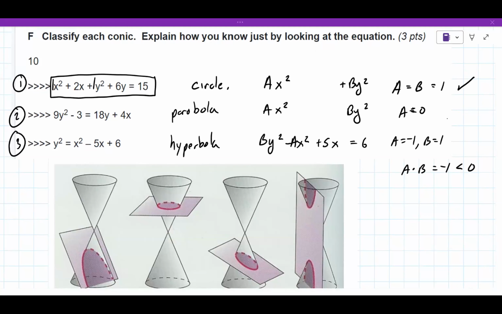All right, so that does take care of that section. And good news is we are on to the review assignment.